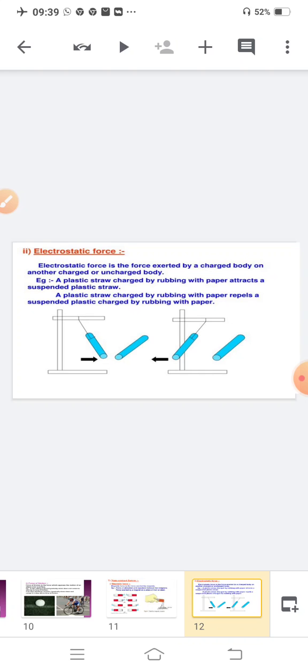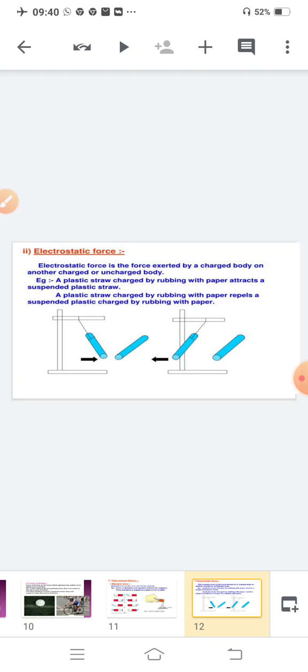Now the second is electrostatic force. What do you mean by electrostatic force? Electrostatic force is a force exerted by a charged body on another charged or uncharged body. Clear? Basically, electrostatic force is exerted by the charged body on another body, and that body can be charged or uncharged. For example, a plastic straw charged by rubbing with paper.